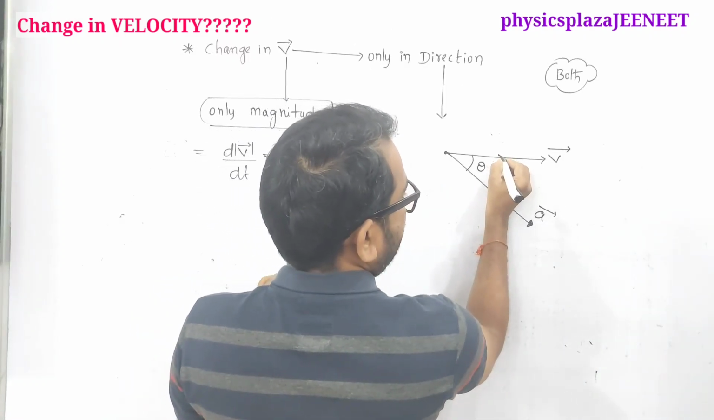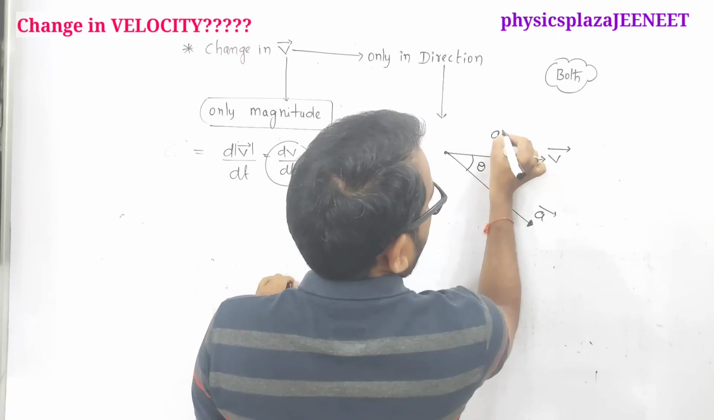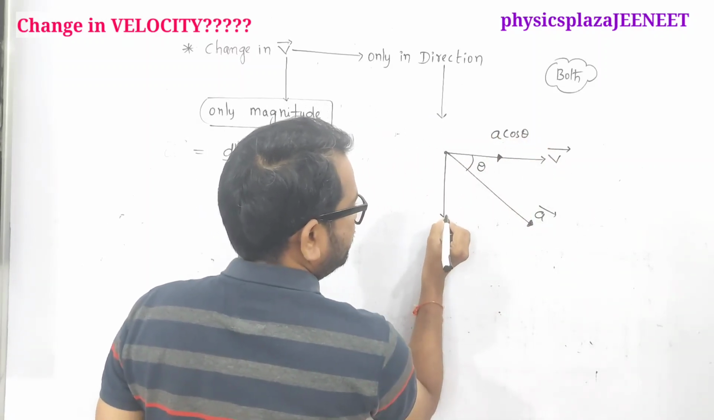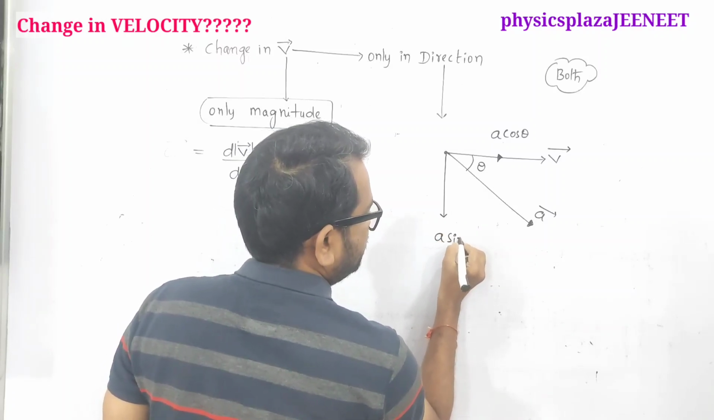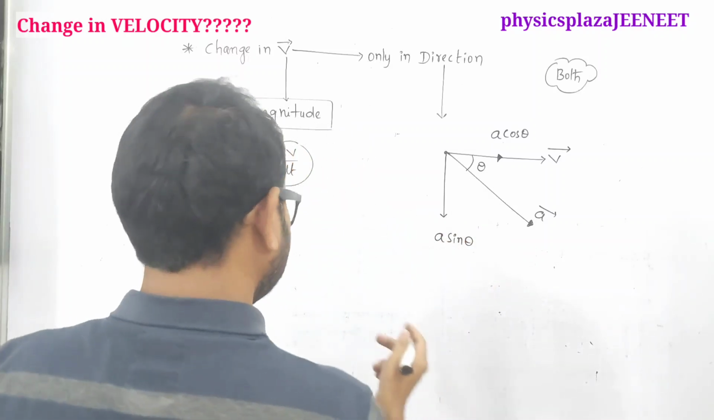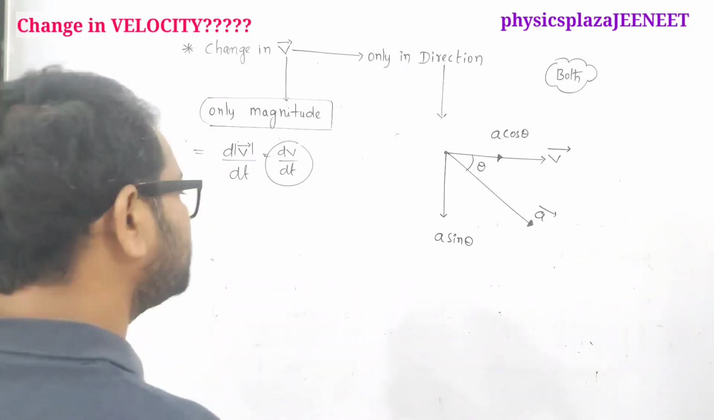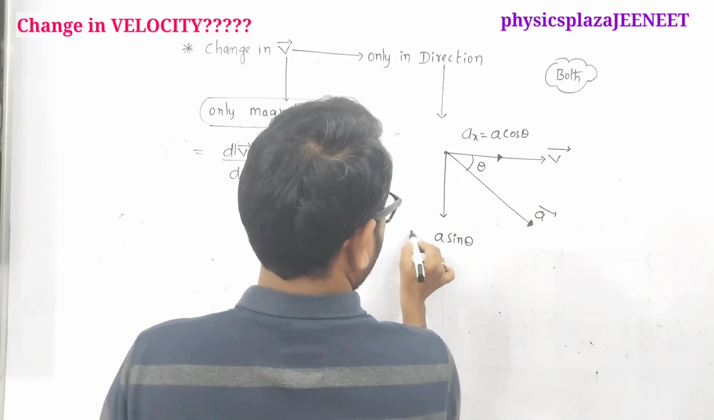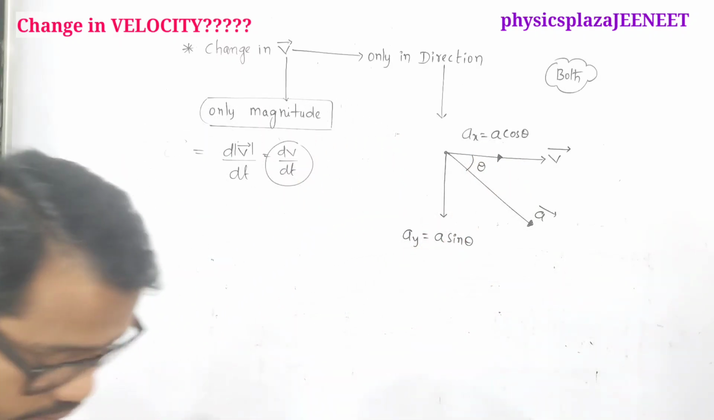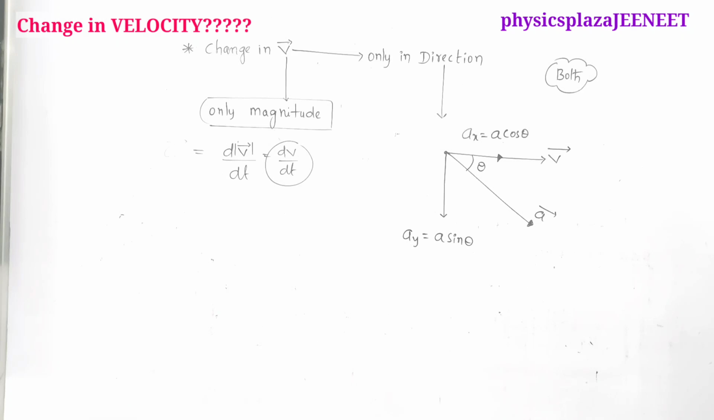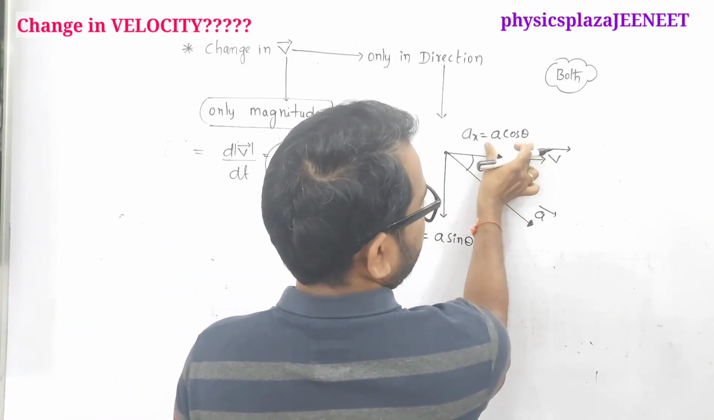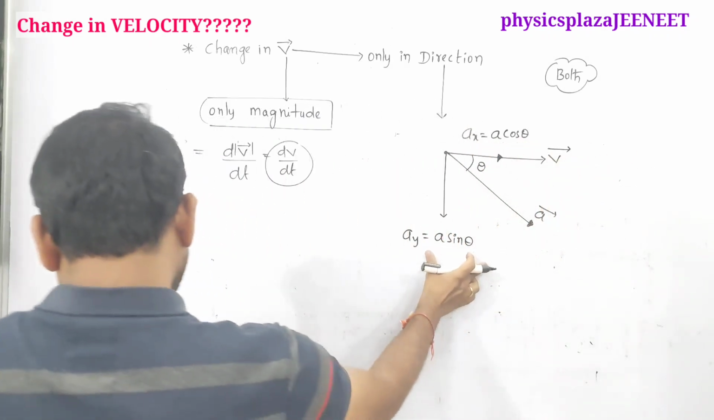This is the horizontal component, which we can write as a cos theta, and this is going to be a sin theta. So the first one is a cos theta, the horizontal component ax, and this is ay. Are you able to see any lighting defect? Let me check. Yes, children. So now this is the horizontal component a cos theta, and this is a sin theta.